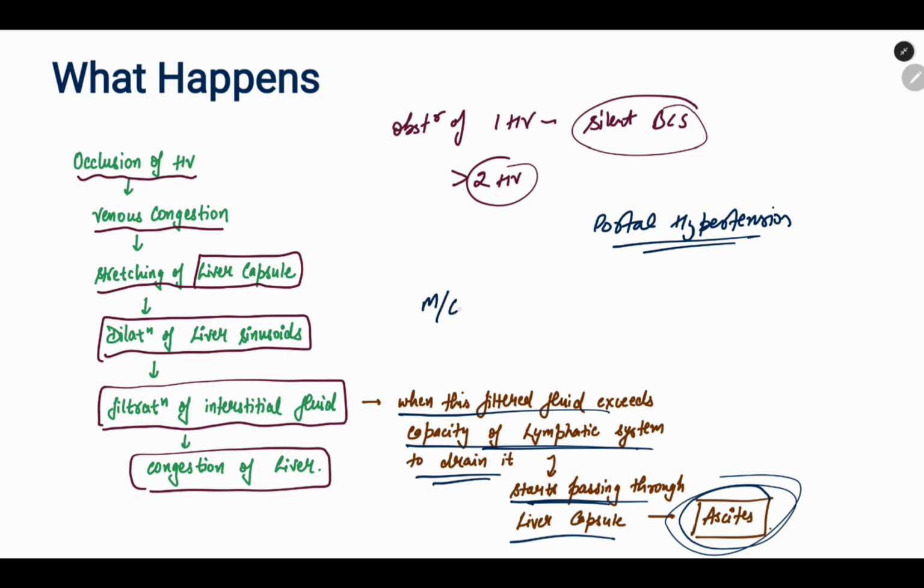The most common lobe of the liver which is affected in Budd-Chiari syndrome is the caudate lobe, because its blood is directly shunted into the inferior vena cava. So when the hepatic veins are occluded, then hypertrophy of the caudate lobe is seen. So this was all about the pathophysiology of Budd-Chiari syndrome.